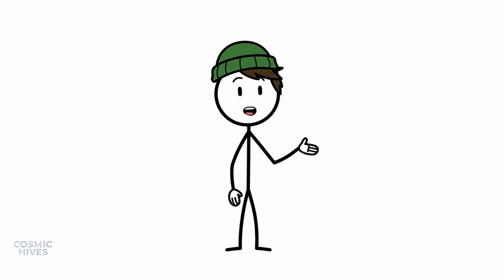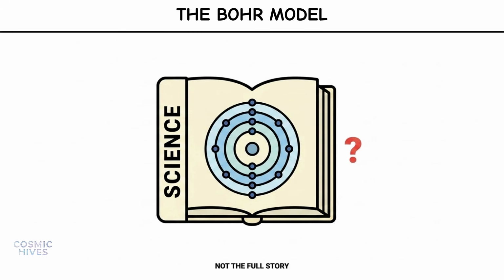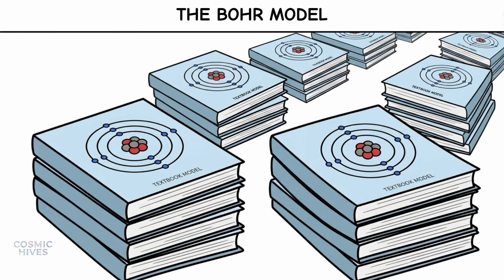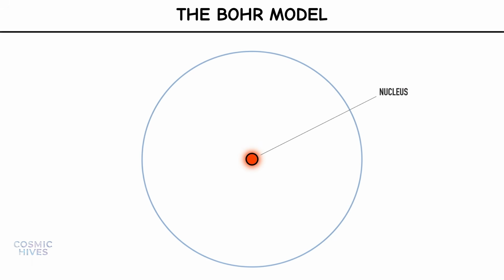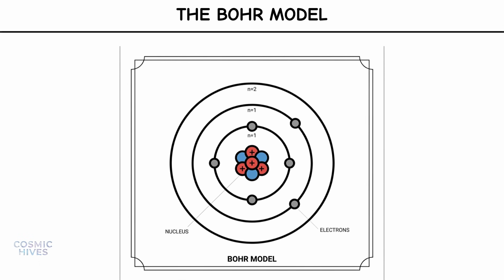All right, let's go. Number 8. The Bohr Model. The picture everyone learns. The picture that is wrong. Every science textbook on Earth still shows you the same image. A tiny solid nucleus at the center. Electrons circling it in neat, fixed orbits like planets around a sun. That image is called the Bohr Model.